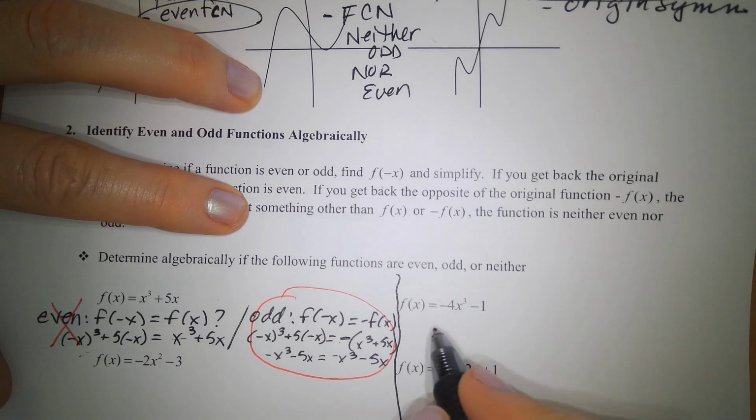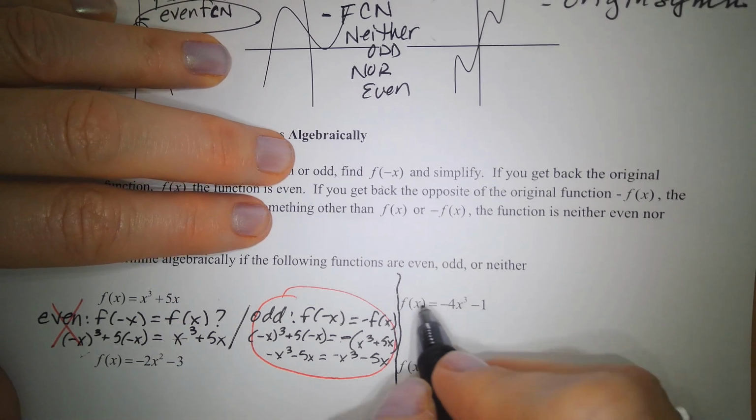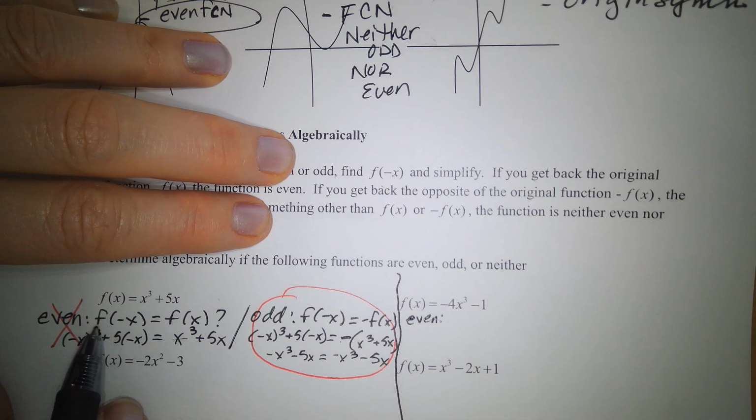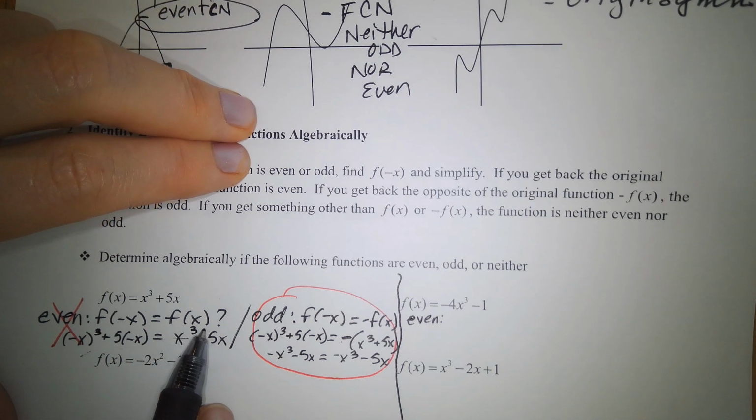Let's try the one to the right. We have a function negative 4x to the third minus 1. So again, to determine whether it is even, the first thing we do is ask if f of negative x is equal to f of x.